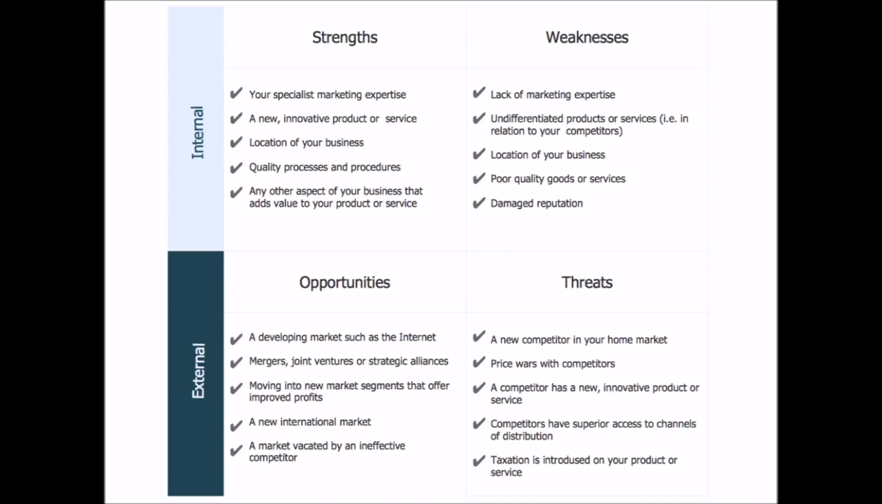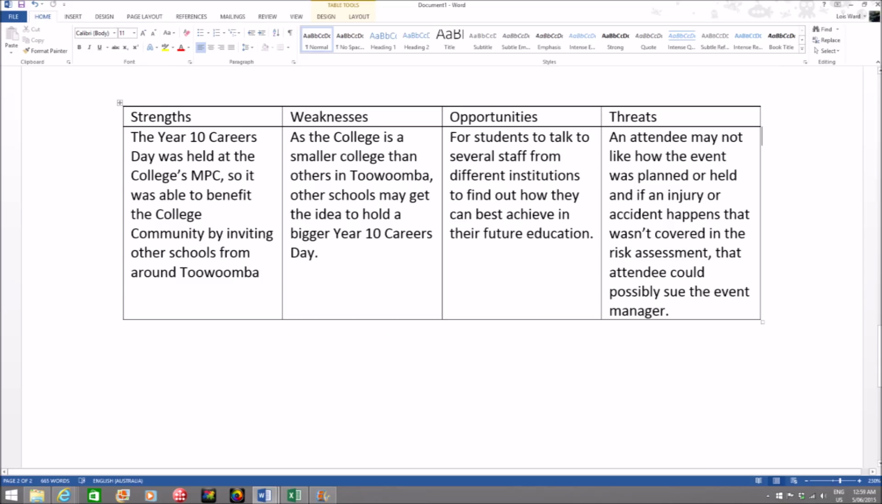This is an example of a SWOT analysis template. This SWOT analysis is an example of the Year 10 Careers Day SWOT analysis. The strengths are: the Year 10 Careers Day was held at the college's MPC, so it was able to benefit the college community by inviting other schools from around Toowoomba to come and attend. A weakness is, as the college is a smaller college than others in Toowoomba, other schools may get the idea to hold a bigger Year 10 Careers Day.